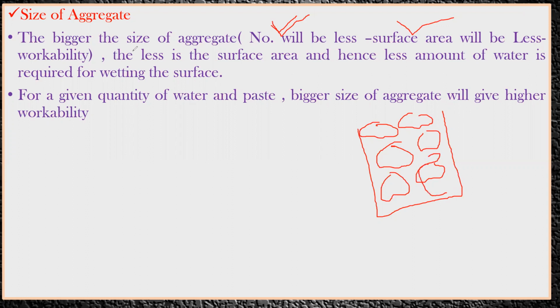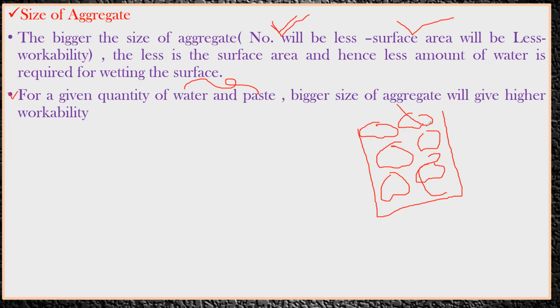So that is why if I'm using a bigger size of aggregate, then my workability is going to increase. The surface area is less, and hence less water is required for wetting the surface. As a result of that, more cement paste is there for the lubrication, and as a result of that, the workability is going to increase. So the same thing I've written here. For a given quantity of water and paste, you can say cement paste, a bigger size of aggregate will give higher workability. How it is going to give higher workability, we already saw.